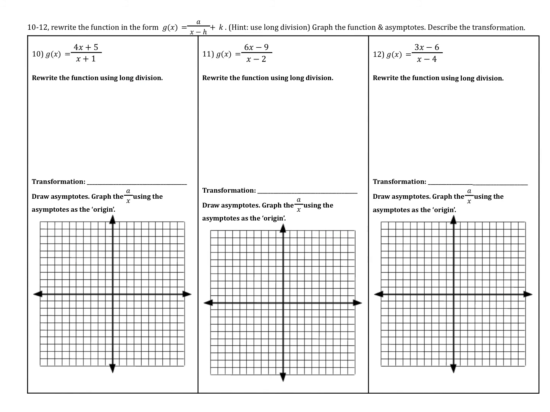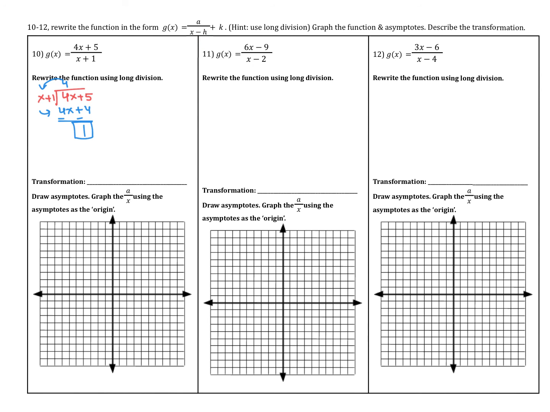So for number 10, 4x plus 5 divided by x plus 1. First you're going to turn that into the form of a over x minus h plus k. So you're going to divide 4x plus 5 divided by x plus 1, multiplied by 4. You got 4x plus 4. Sign change, you got 1 as your remainder, and you're going to make it look like this one.